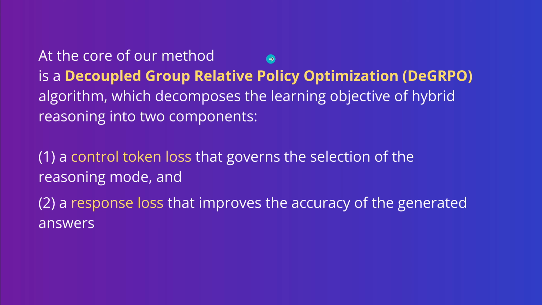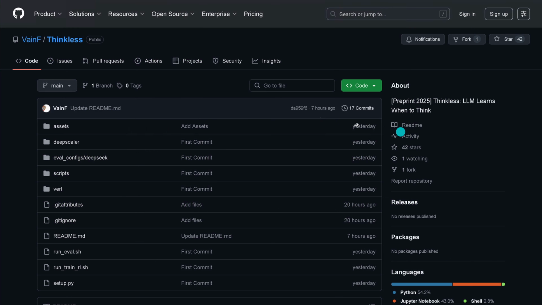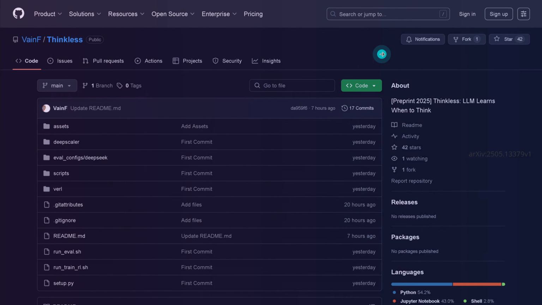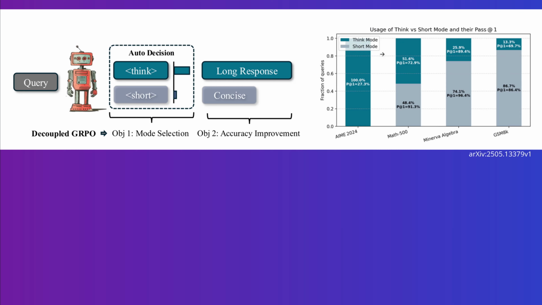So they tell us now here, the core of our method is now a new GRPO, a decoupled group relative policy optimization, which decomposes the learning objective of a hybrid reasoning system into 2 components. So we have the control token loss function and a response loss function. If you want to see more about this, also just 7 hours ago, here you have everything. This is the GitHub repo for you. But let's have a look at this.